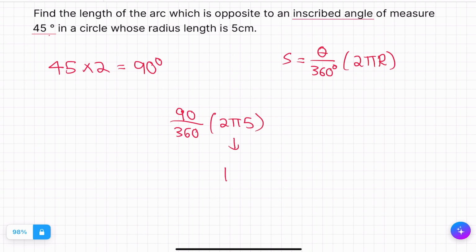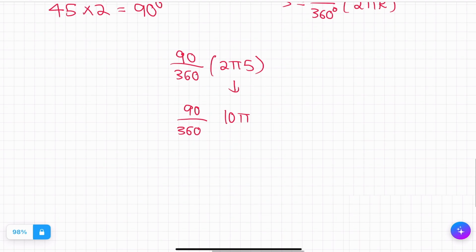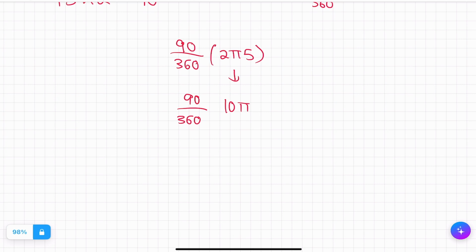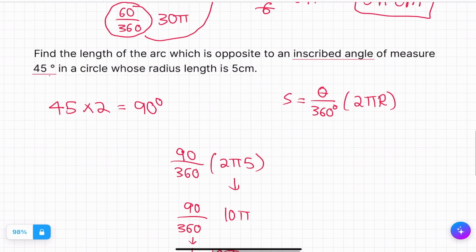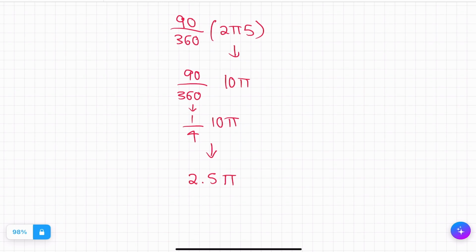Right away, we can write this as 10 pi, and 90 over 360 needs to be simplified further. It turns out that 90 can go into 360 4 times, so this changes to 1/4, and we still have 10 times pi. And we can simplify this further. 1/4 times 10 is 2.5 pi, and our units, I believe, were centimeters. Yes. So 2.5 times pi centimeters is our final answer for the arc length.